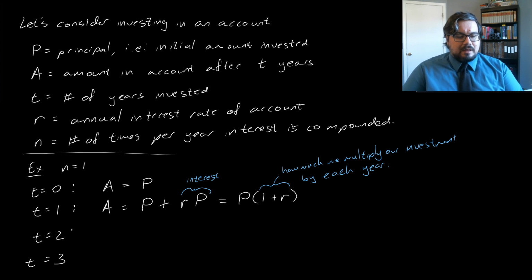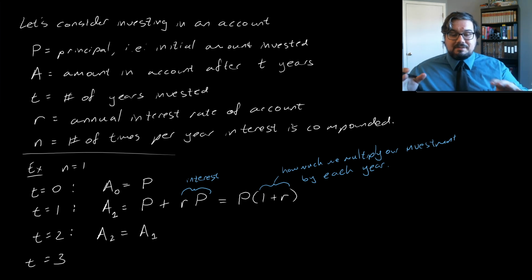Now, let's look at what happens when we go to the second year. I'm actually going to label these A's to help us out as we go to the second and third situation. So, if we want to know how much we have after 2 years, the same process is going to apply. Whatever we had initially is still there. We're assuming that we're not taking any money out of this account. We're just leaving it there and letting it earn its interest.